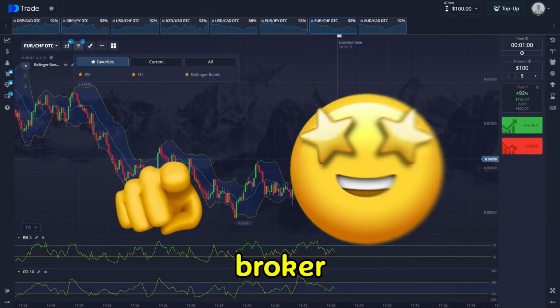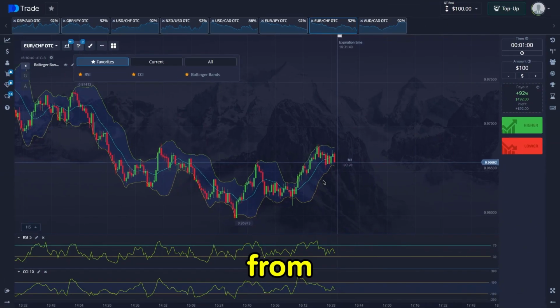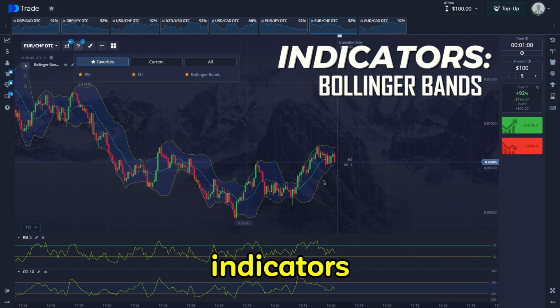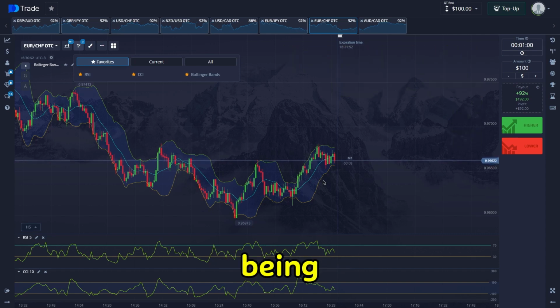So you and I are at the broker. You see $100 on the balance. From this amount, we will disperse our deposit today and make a good profit for today. I am sure that the Bollinger Bands indicator and the two oscillators, CCI and RSI, are being analyzed today.